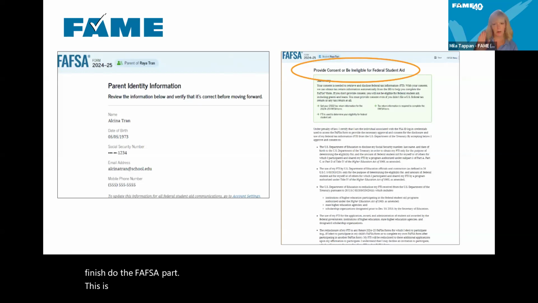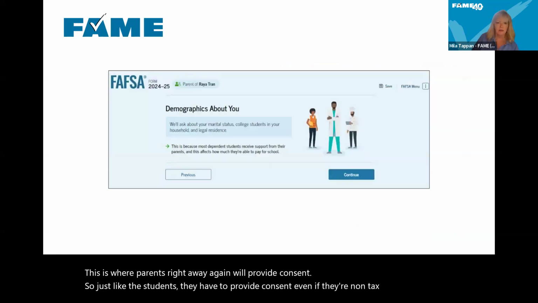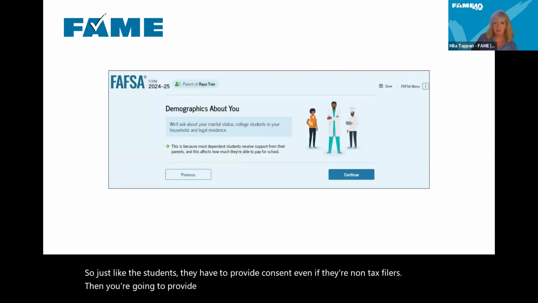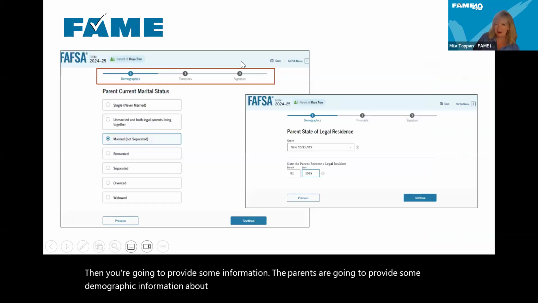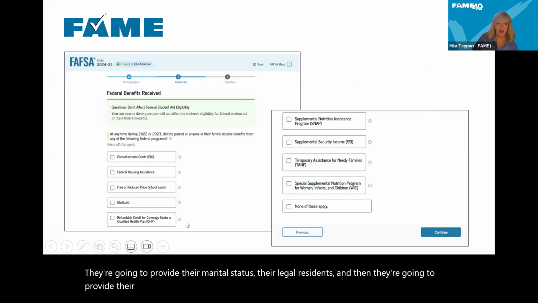This is where parents right away, again, will provide consent. So just like the students, they have to provide consent, even if they're non-tax filers. Then they're going to provide some information. The parents are going to provide some demographic information about themselves. You can see the parent section is much shorter. They're going to provide their marital status, their legal residence, and then they're going to provide their finances. So it's going to ask them some questions about federal benefits received.